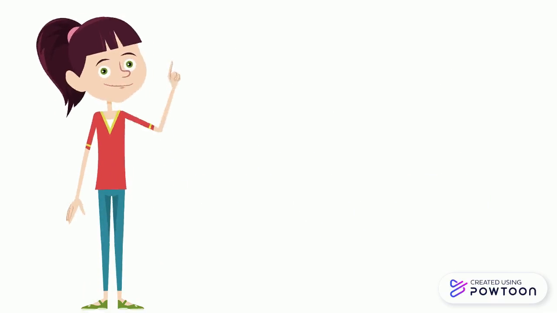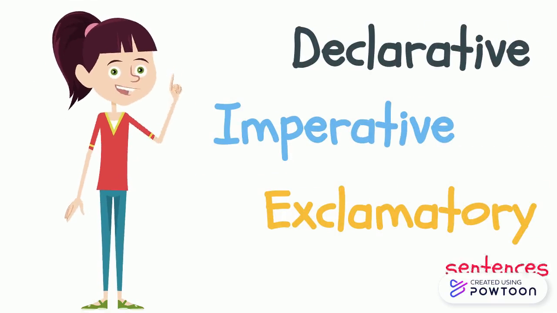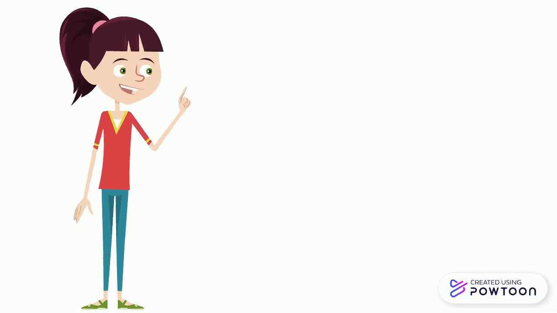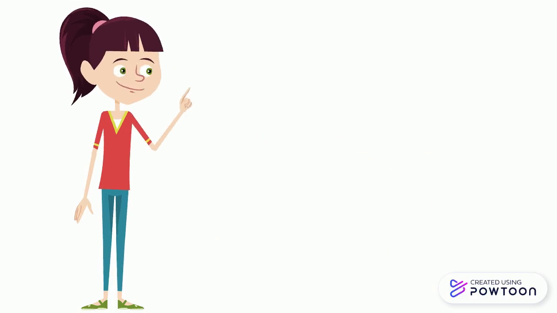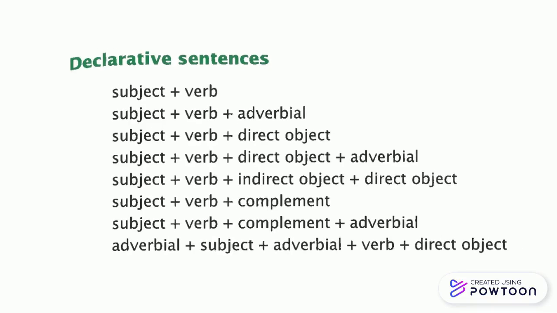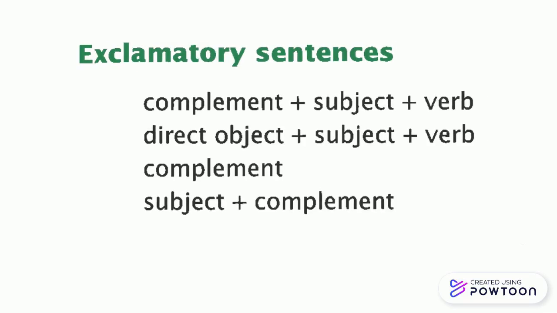Look again at the examples of declarative, imperative, and exclamatory sentences. If the actual example sentences are taken away, what is left are sets of possible sentence frameworks for each of the three sentence types, consisting not of actual words but of slots that could be filled by words. Declarative sentences, imperative sentences, exclamatory sentences.